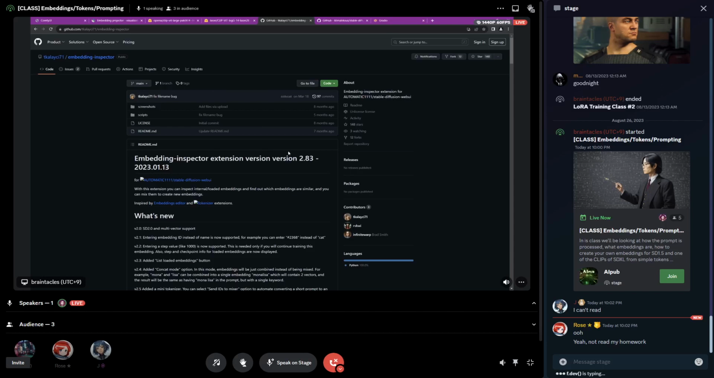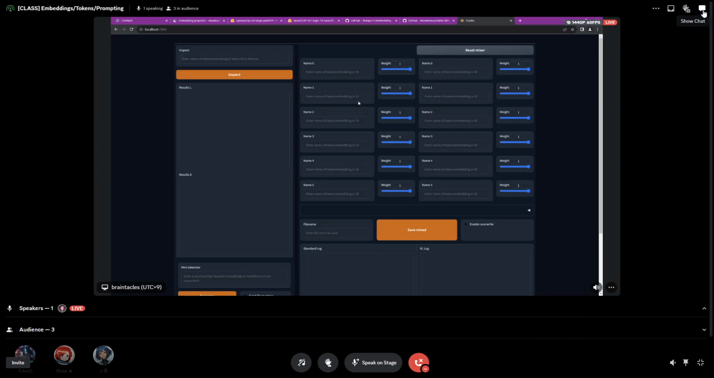They are somewhat similar, but have small differences. The embedding inspector is the main one we're going to use today. It's also what I rewrote to support Stable Diffusion Excel. It allows you to analyze tokens, but also create embeddings.